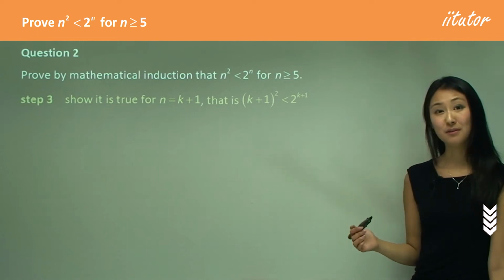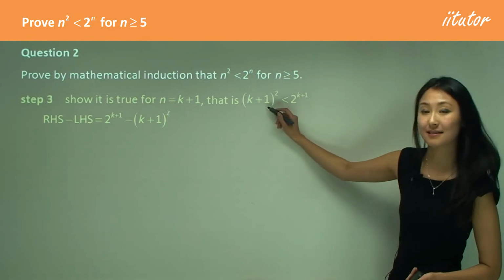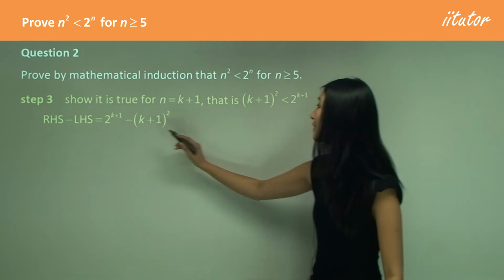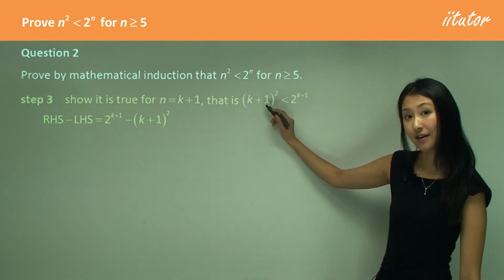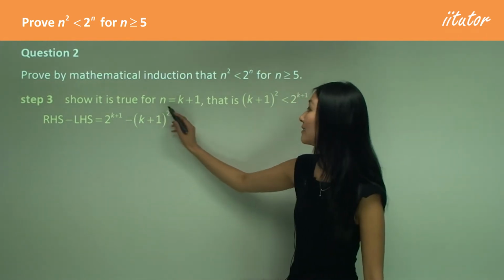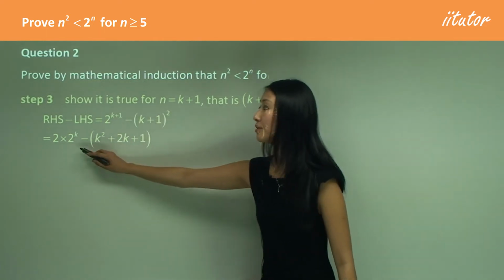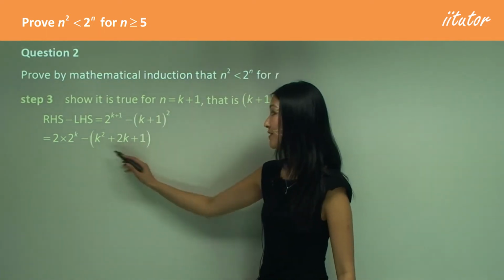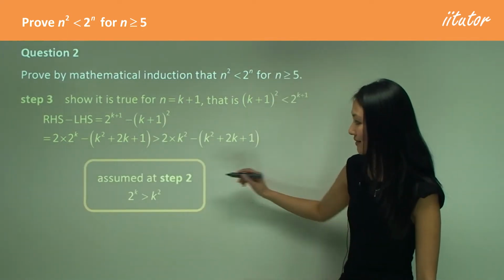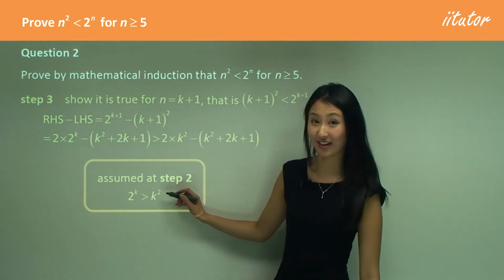And now we're going to use the method of using the difference. So we're going to have the right-hand side minus the left-hand side. So let's subtract that. To prove that this side is greater than that, we want to show it's positive, don't we? So we have 2 to the power of k plus 1 minus k plus 1 squared. We can change this into 2 times 2 to the power of k, and this I've just expanded to k squared plus 2k plus 1. Let's use our assumption in step 2, which is that 2 to the power of k is greater than k squared.